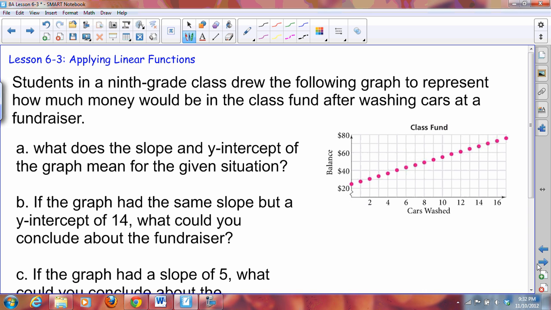Okay, students in a 9th grade class, draw the following graph. So we have a graph here to represent how much money would be in the class fund after washing cars at a fundraiser. Okay? And the questions are, what does the slope and the y-intercept of the graph mean for the given situation? Let's talk about the y-intercept first. What does the y-intercept mean? The y-intercept is right there. Okay? That's our starting point, which means they already had that much money.